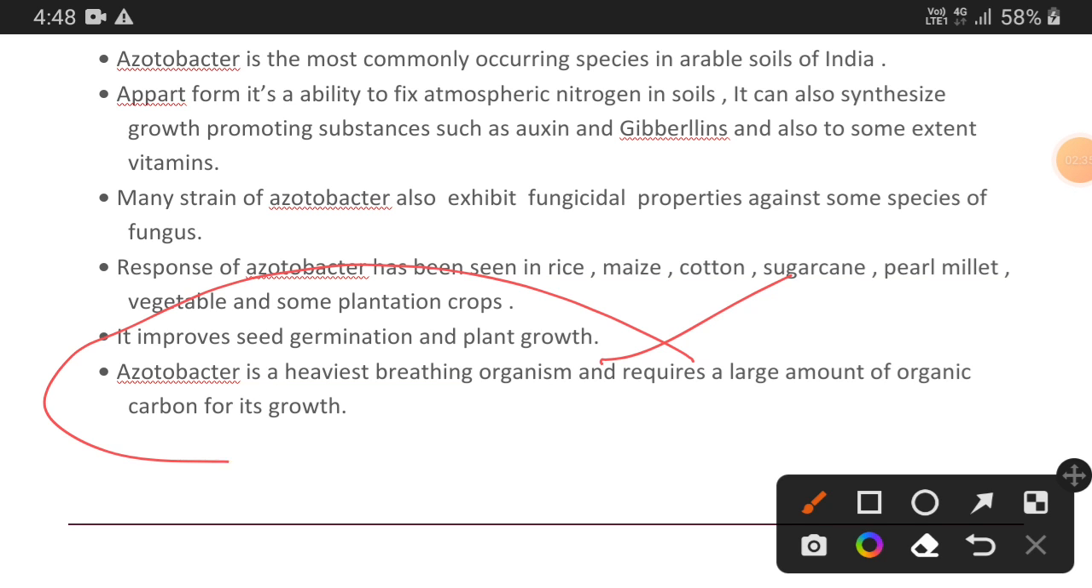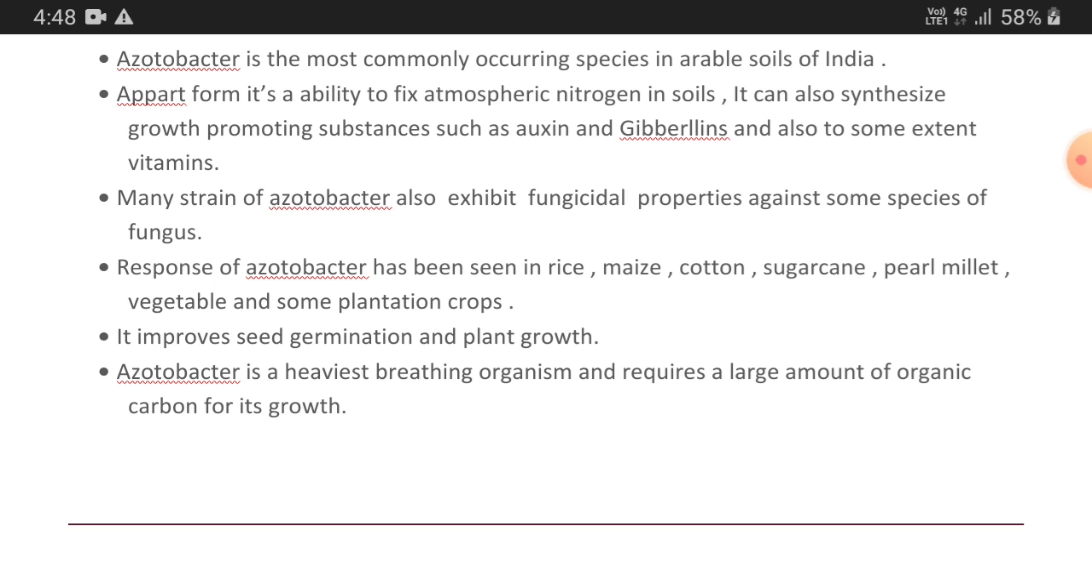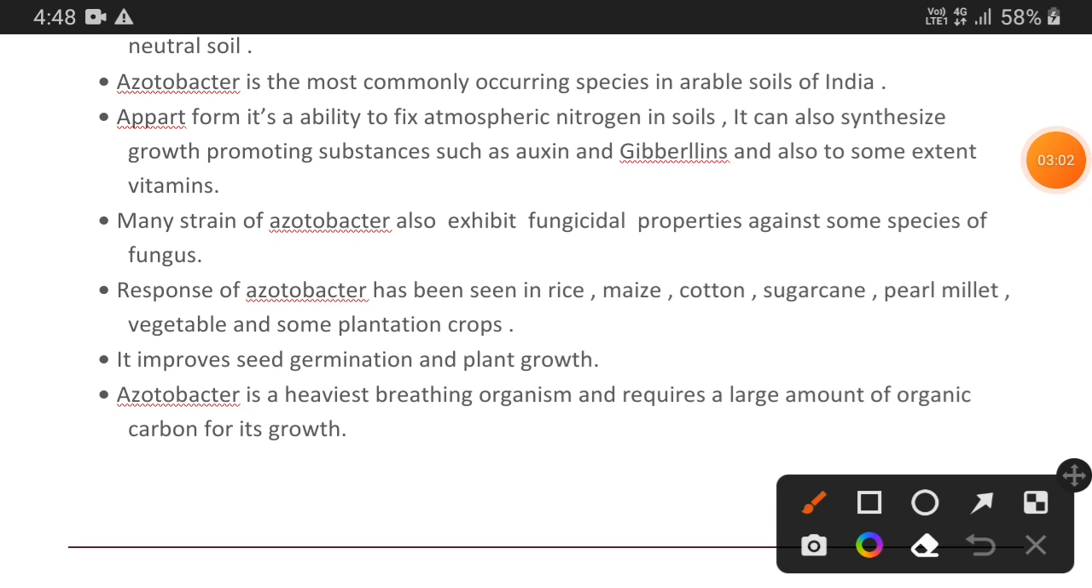Azotobacter is the heaviest breathing organism, which we need to remember. That is why the presence of a high amount of organic carbon is necessary for their growth. That is why they grow well in alkaline and neutral soil, and especially in arable soil of India. They can fix atmospheric nitrogen in soil for plants, and they also produce important growth promoting substances such as gibberellin and auxin, and to some extent vitamins.